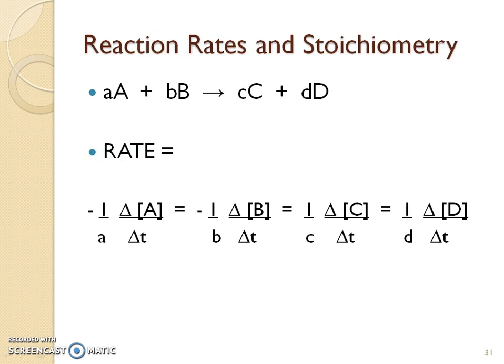So if we look at reaction rates in that stoichiometry, notice again, we have little a as our coefficient. So it's 1 over our coefficient, change in that substance over the change in time. Now notice there are 4 things here that equal each other, because the rate of this disappearing equals the rate of this disappearing equals the rate of this appearing equals the rate of this appearing.